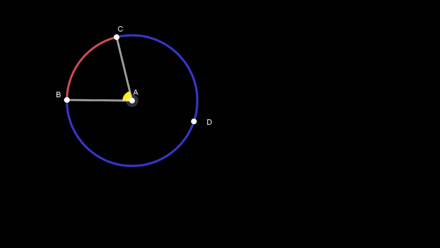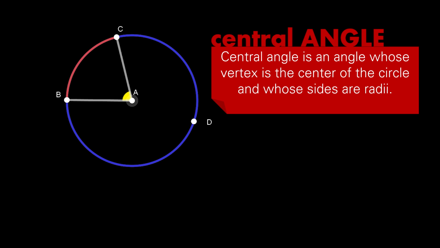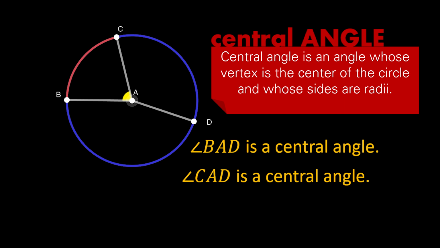This angle over here is called a central angle. A central angle is an angle whose vertex is the center of the circle and whose sides are radii. In this case, angle BAC is a central angle. And arc BC is said to be the intercepted arc, or is said to be intercepted by angle BAC. Now, aside from angle BAC, we also have angle CAD, which is also a central angle. Angle BAD is also a central angle.